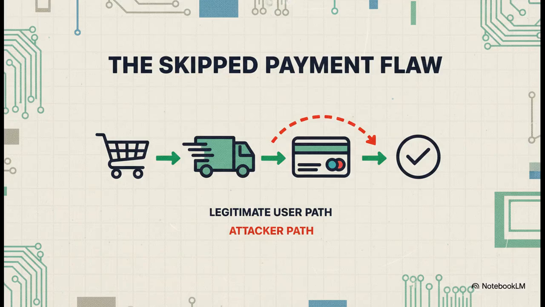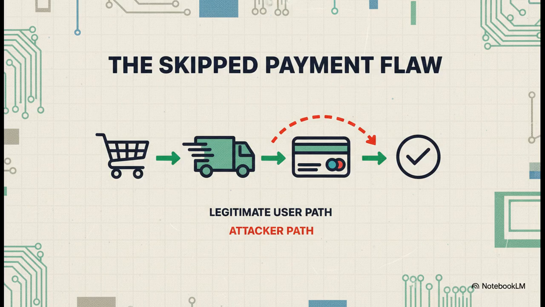Ouch. Or how about this one? Happens all the time. Imagine a multi-step checkout. Add to cart, enter shipping, process payment, confirm order. The design flaw here is just assuming users will follow those steps in order, without any server-side enforcement. An attacker can just skip the payment page entirely and call the final confirmation URL directly, getting the product for free.